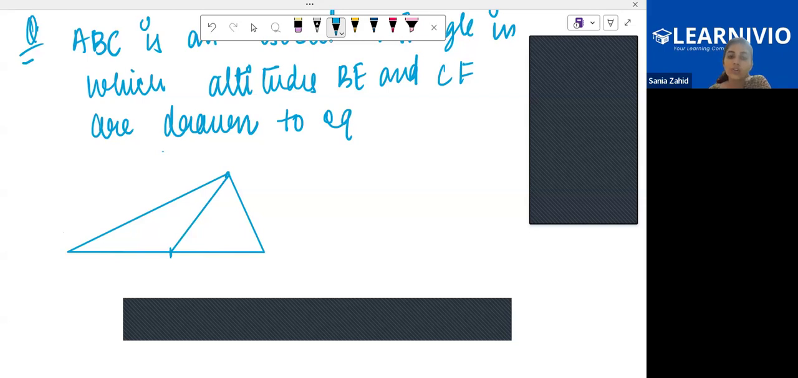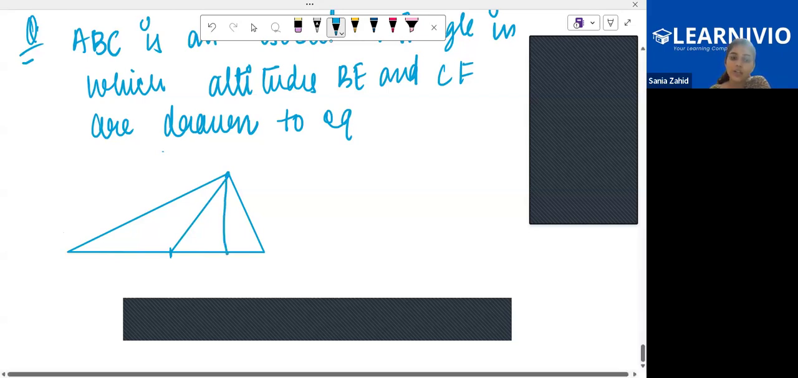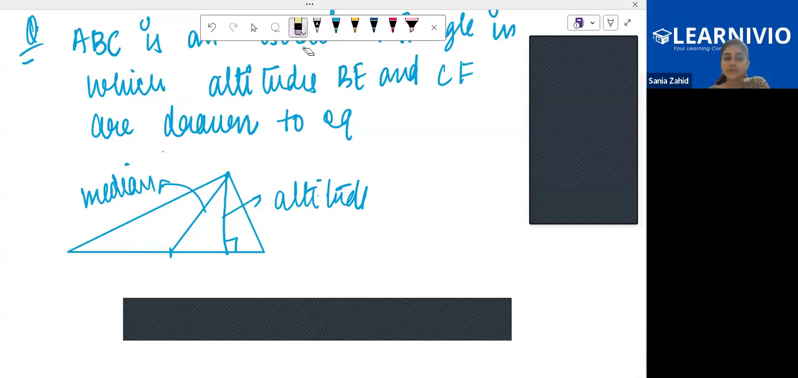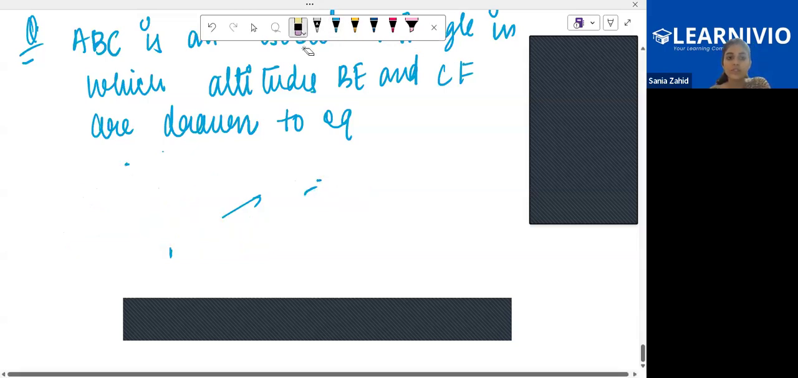And what is the altitude? The altitude will be the height. So height is perpendicular line. So this perpendicular line will be known as altitude. So this is altitude and this is median. Okay, please remember this difference. It is important, basic but important.